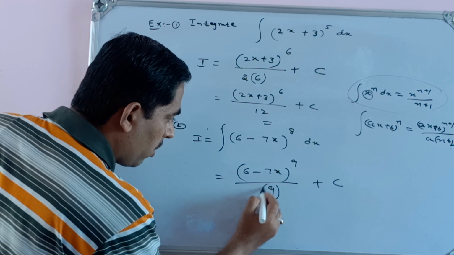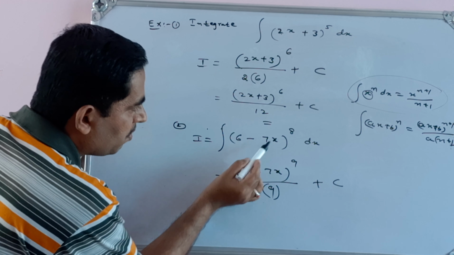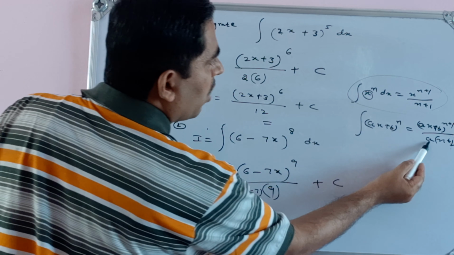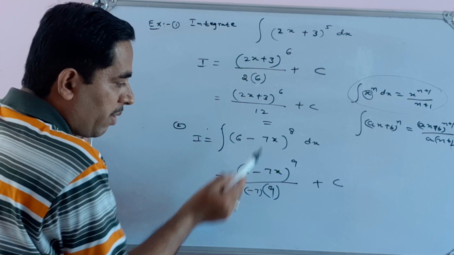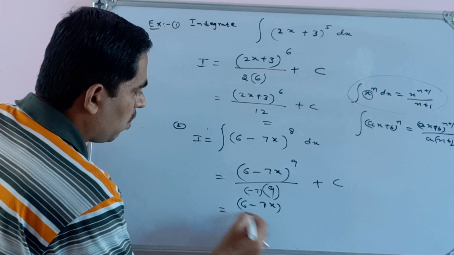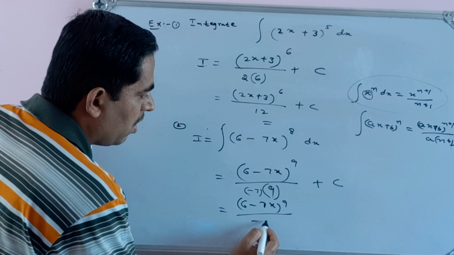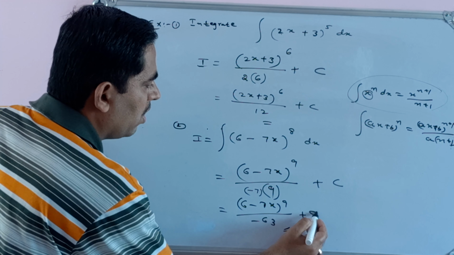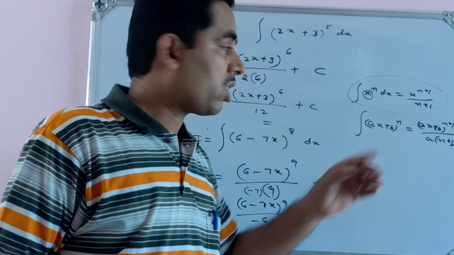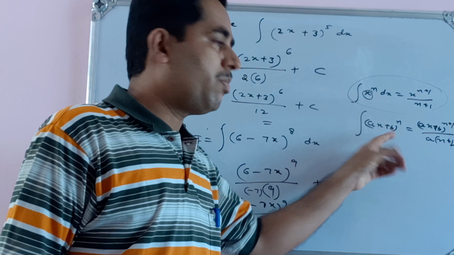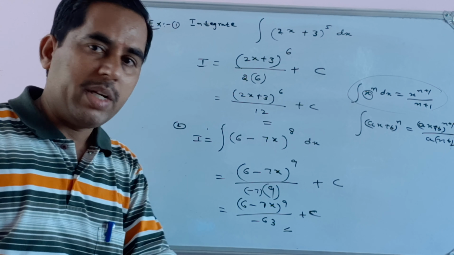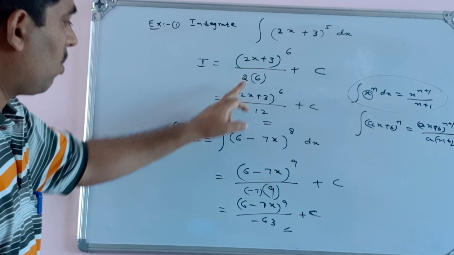This is wrong, you haven't written the coefficient of x. What is the coefficient of x? The coefficient of x is minus 7, so write that in the denominator. Then this becomes 6 minus 7x whole to the power of 9 divided by minus 7 into 9, that is minus 63, plus constant of integration. This is over. In this way we can make use of this formula. Yesterday we said that if we replace x by ax plus b, the right hand side results remain the same, and you have to write the coefficient of x in the denominator.